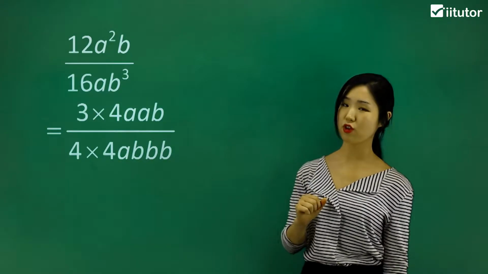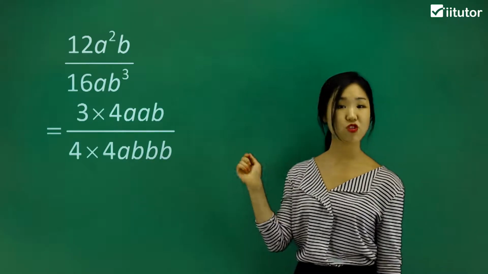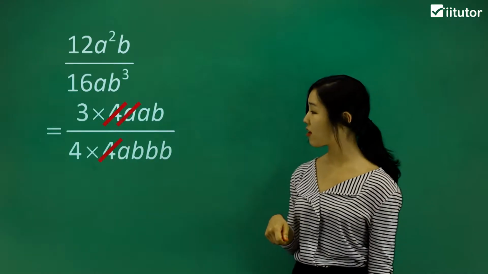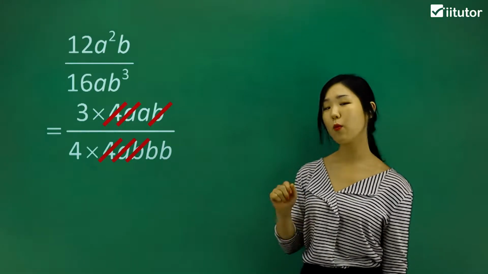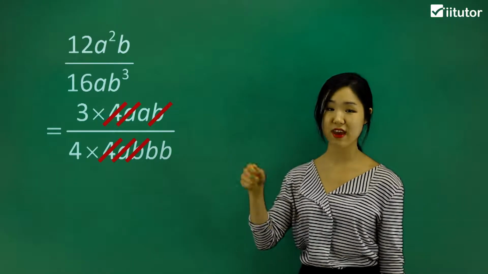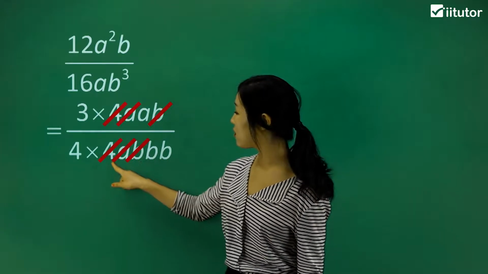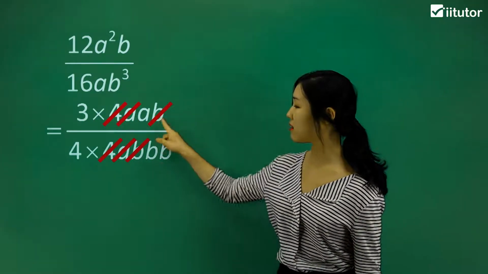So, I'll show you what I'm going to do to make it a bit more simple. Just cross out like this. I'm going to cross out the 4's, the a's, and also the b's. Can you see that, guys? So whatever's common on top and bottom, you pretty much cancel out. So the 4 and the 4 cancel, the a's cancel, and the b's cancel.